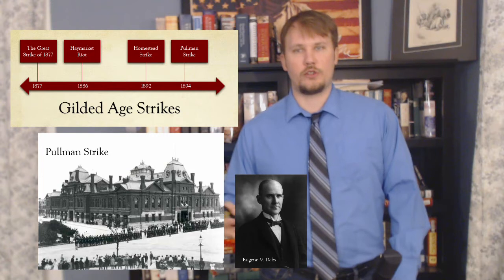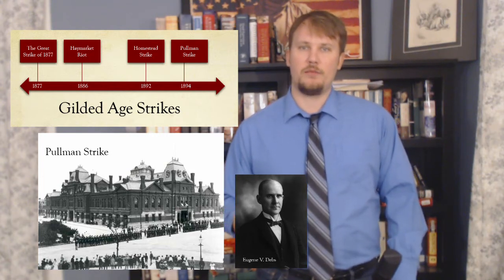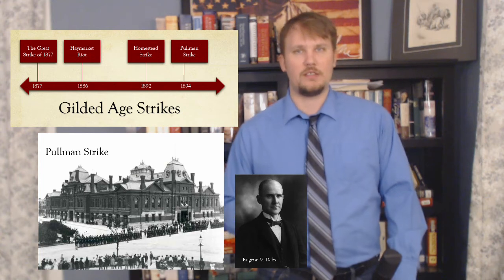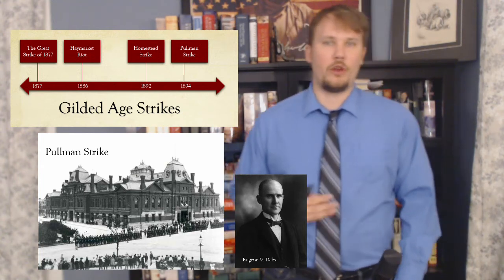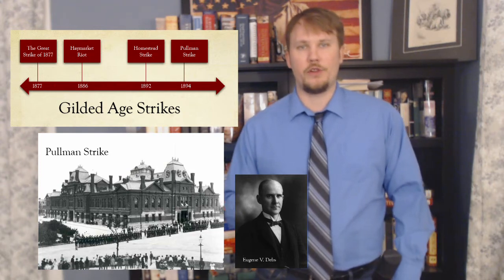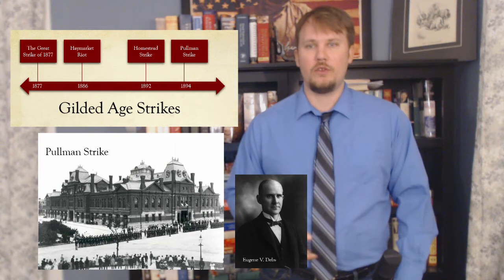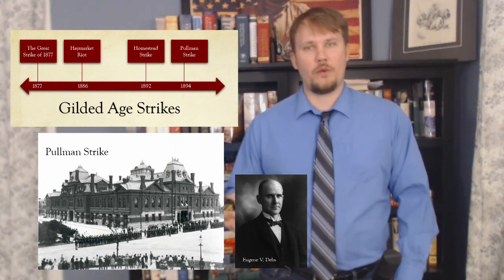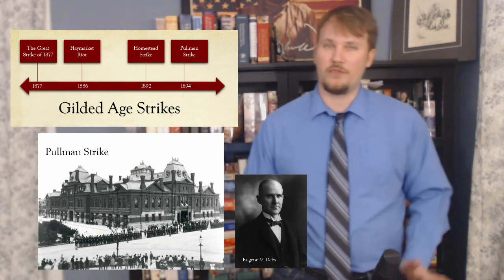Debs talks socialism in an American idiom. He tries to make Marxism appeal to ordinary citizens. He gets involved with the Brotherhood of Locomotive Firemen. That's the first union he joins, but later he becomes head of the American Railway Union. The American Railway Union is open to all railroad workers, regardless of their skill.